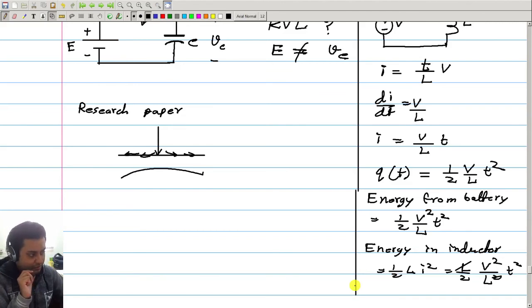So, may I suggest something? Yes, please. For the capacitor one, could you please move to the capacitor one?